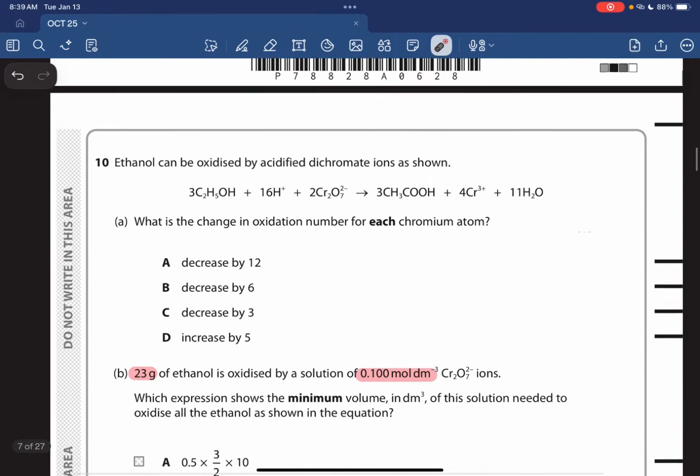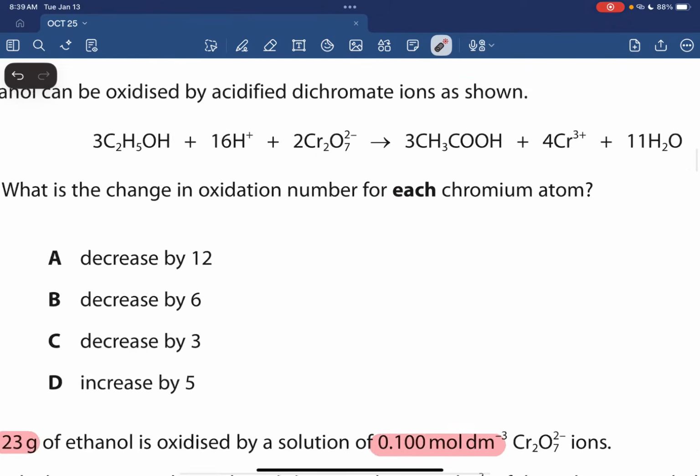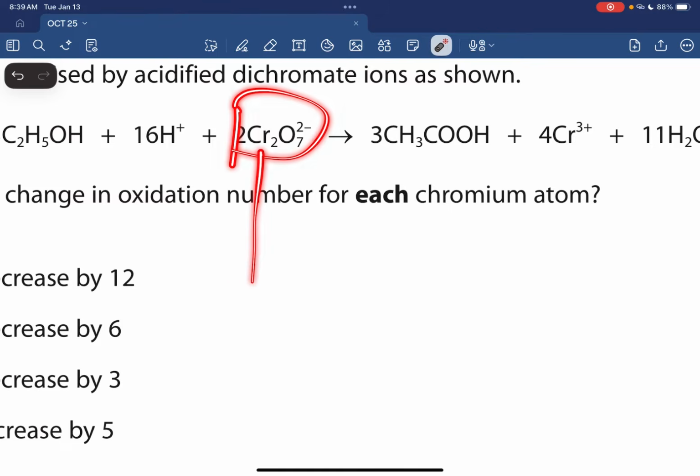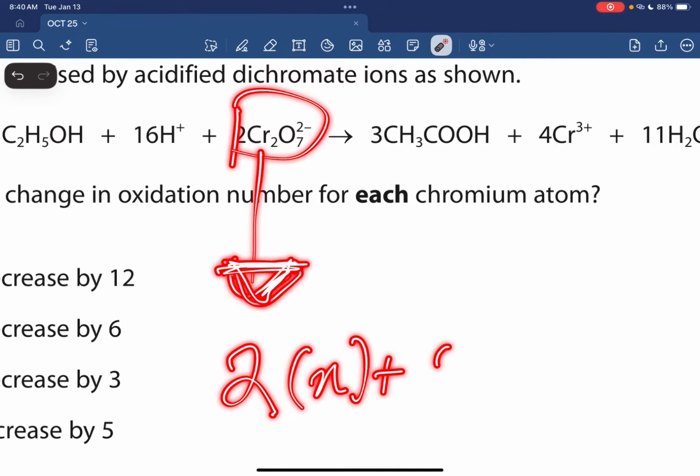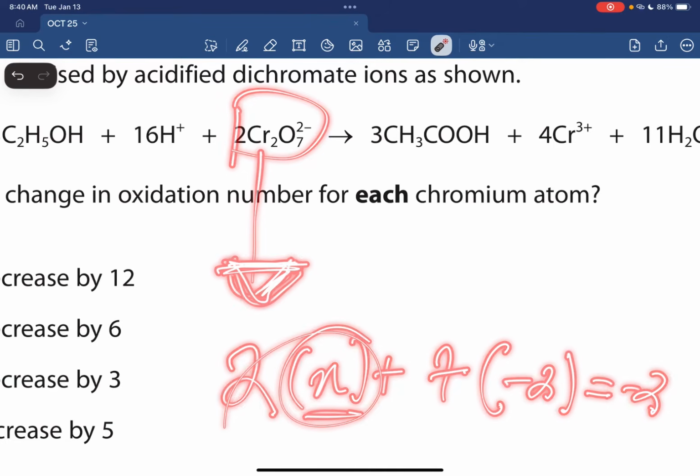Moving on, ethanol can be oxidized by dichromate(VI) ions, as shown. Ethanol goes to ethanoic acid. What is the change in oxidation number for each chromium atom? For this, you have to figure out the oxidation state of chromium. So 2 times x plus 7 times the oxidation state of oxygen, which is -2, should equal the overall charge of the ion. And from here, you should be figuring out the value of x.